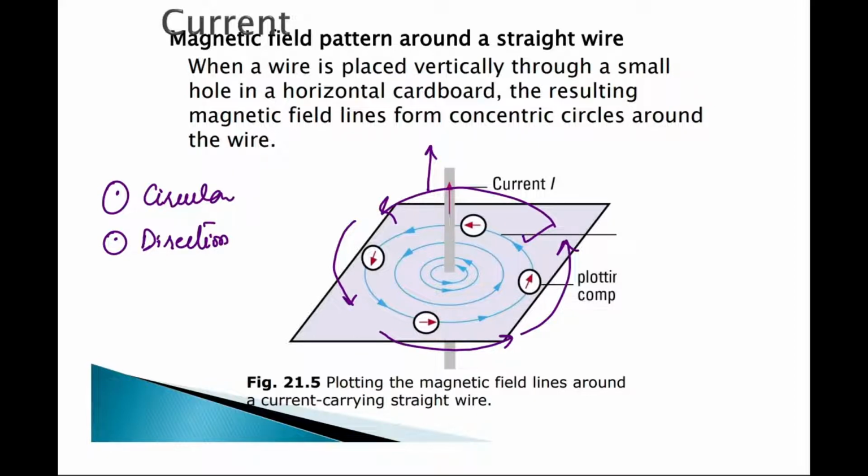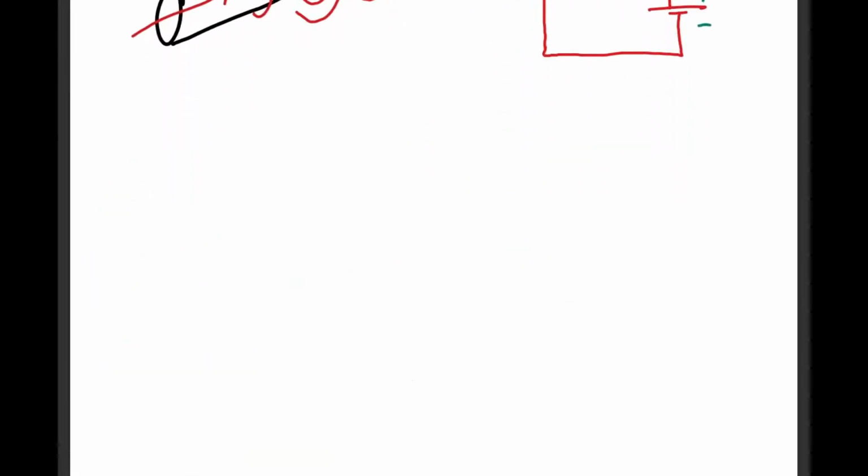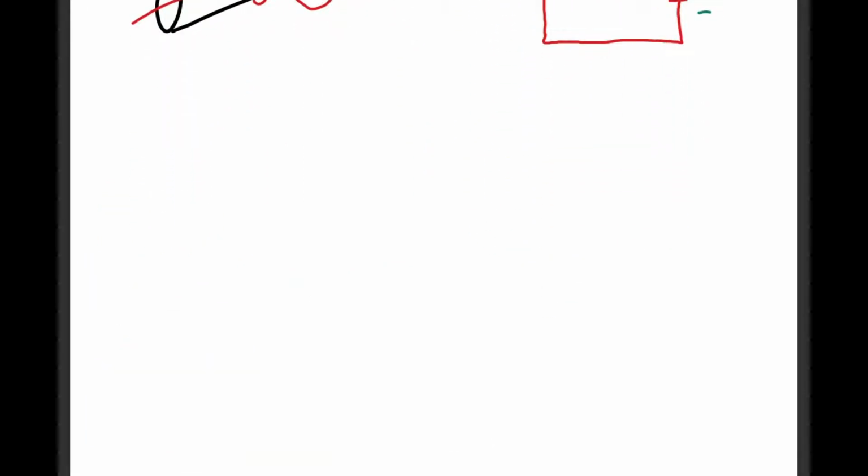Now, of course, we can't do this experiment again and again and figure out the direction of the magnetic field. So what we've done is we have made a rule out of this observation, and that rule is known as the right hand grip rule. The right hand grip rule works on 2 types of conductors or scenarios. The first thing that it can work on is wires, and the second thing is coils.